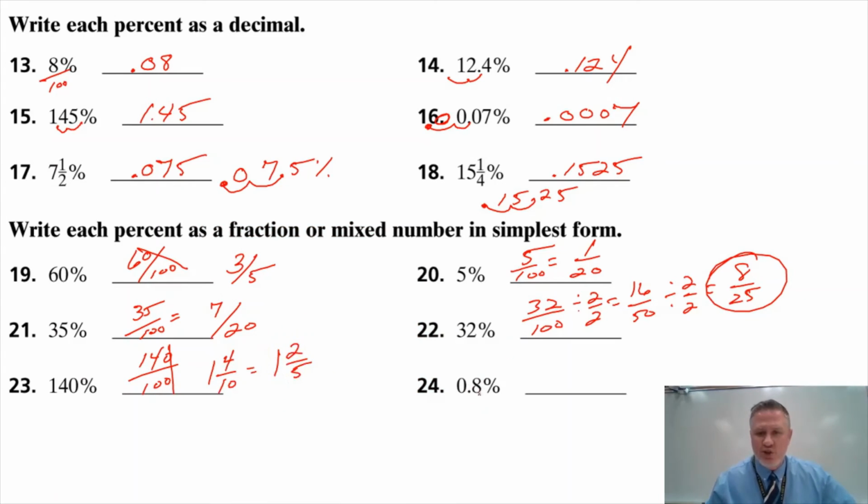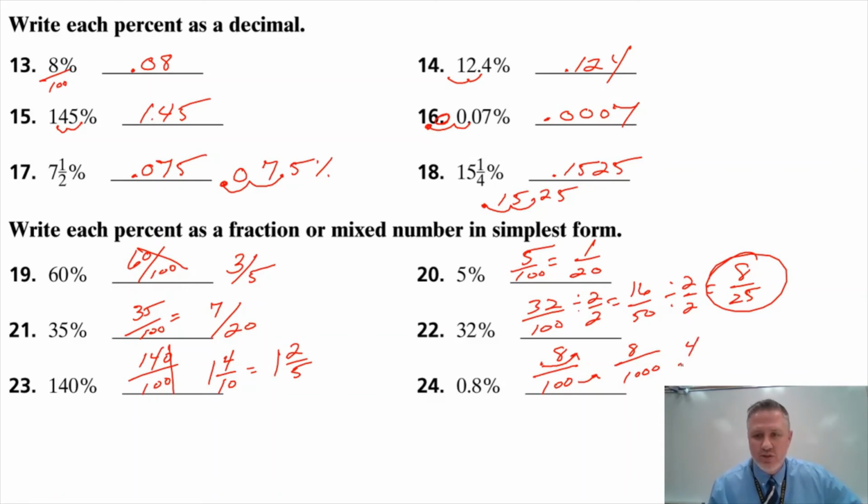And the last one, the trickiest one, 0.8. It's still over 100. Now, how do I get rid of the decimal? I'm going to make it 10 times larger, and in order to keep it equivalent, I'm going to multiply the denominator to make it 10 times larger by 10. So, to keep it simple, just move the decimal 1 place to the right on top, 1 place to the right on the bottom, which is equivalent to 8 thousandths.